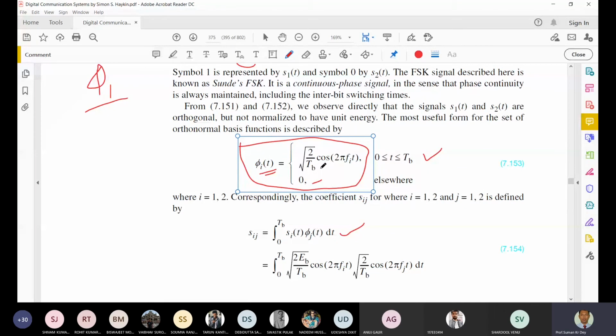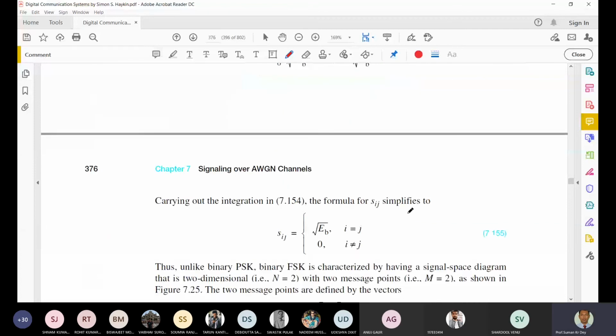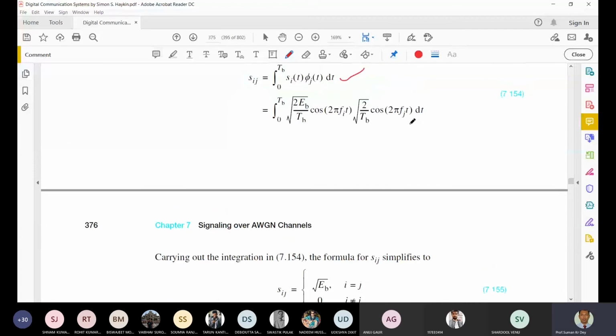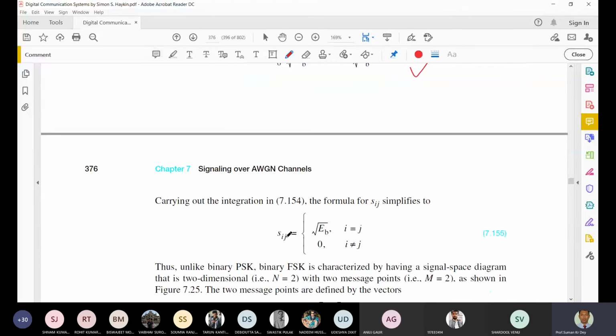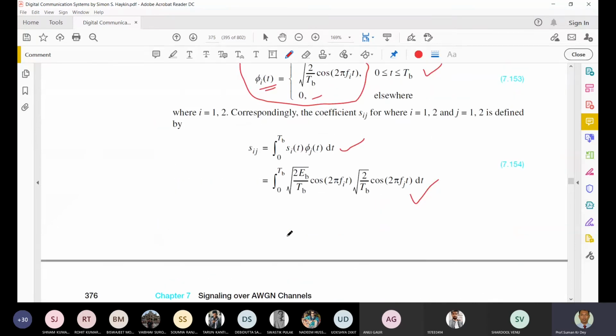These have the value 0 to Tb, and in the remaining case it is 0. That's why we are doing the integration from 0 to Tb. Okay, so now if we solve that integration, what we will get? Sij, that will be the square root of Eb when i equals j, and 0 when i is not equal to j. That we get after solving or simplifying this value.